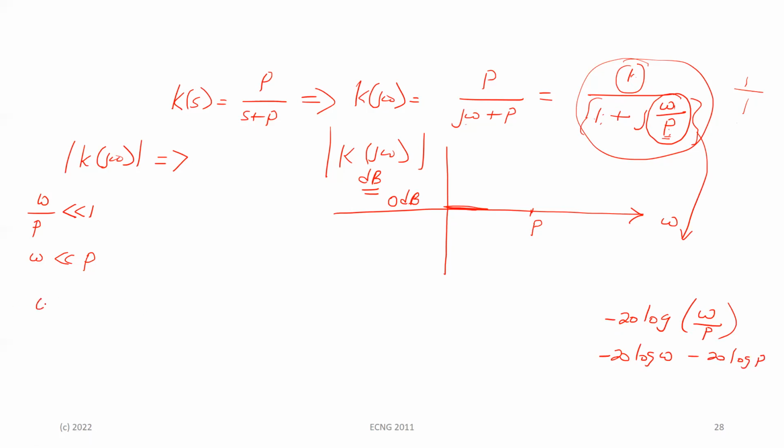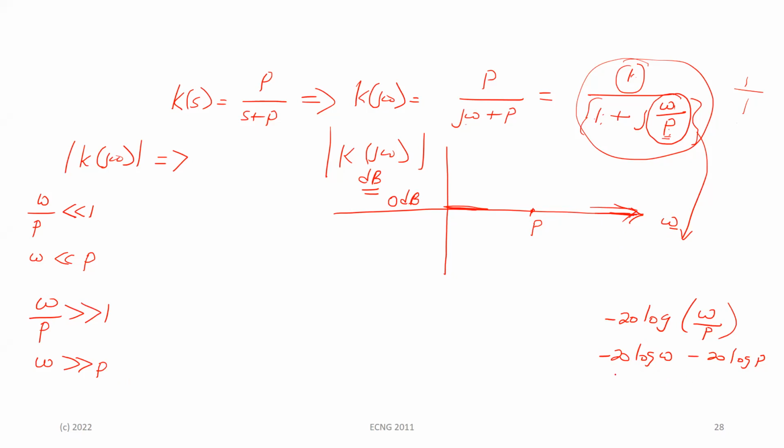So if omega over P is much greater than 1, that is the area where omega is much greater than P. This is P here. Omega much greater than P is some zone up this side. All right, this is omega. So omega much greater than P is somewhere up here.